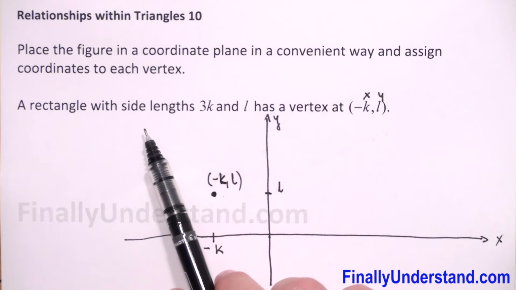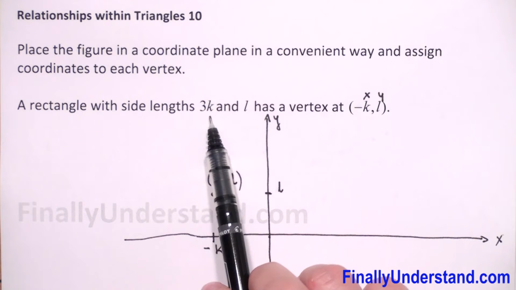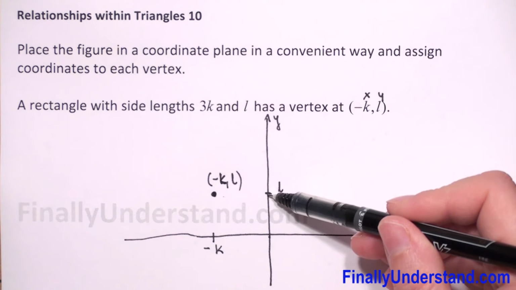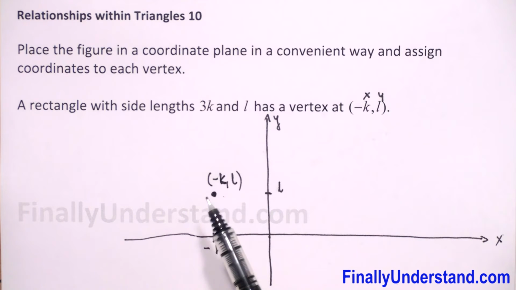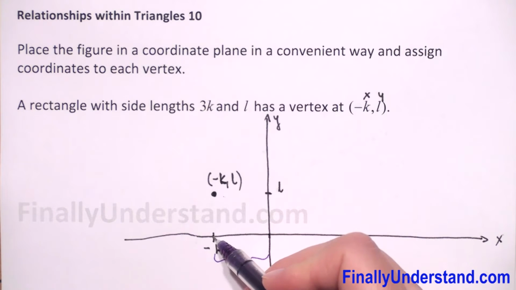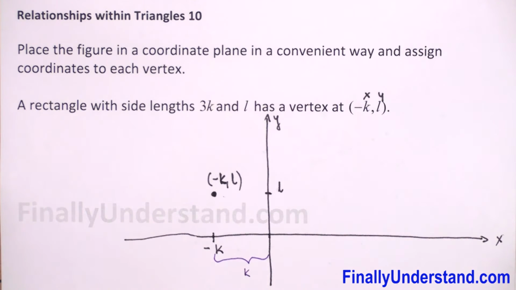We have been given a rectangle with side lengths 3k and L. So the width will be L, that is okay, but we have to have the length 3k. From the origin to that point, the distance is k. Let me draw this. This distance from this point to that point is k. And we need to have 3k.